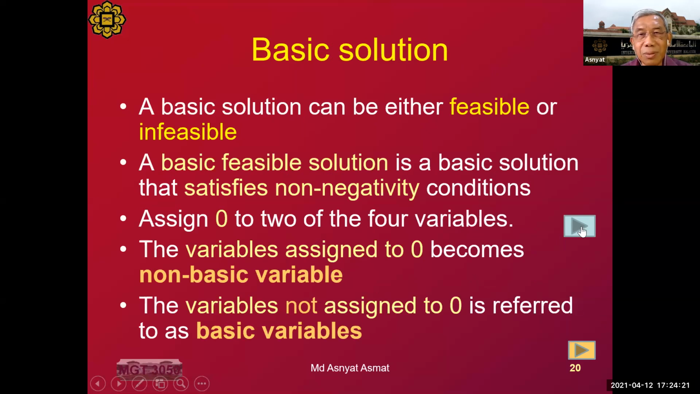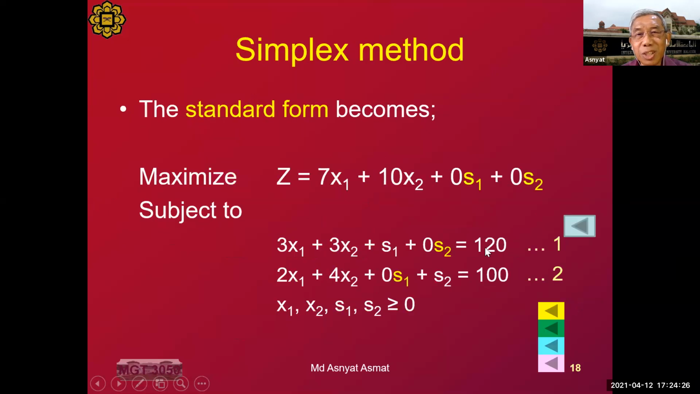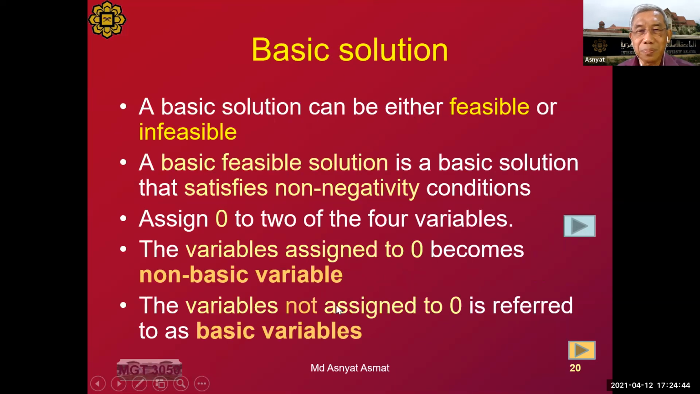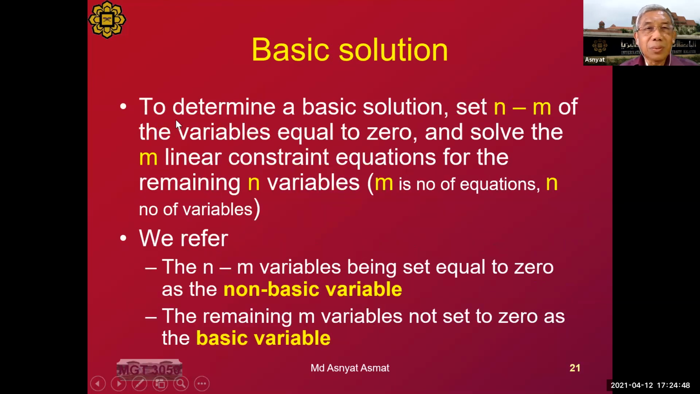Okay. We have 4 variables to 2 equations. We cannot solve this. So in order to solve this, we make any 2 of these equal 0. Let's look at it. Now, how many variables are we going to make equal to 0?